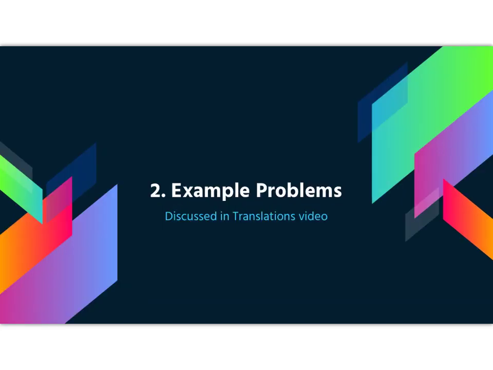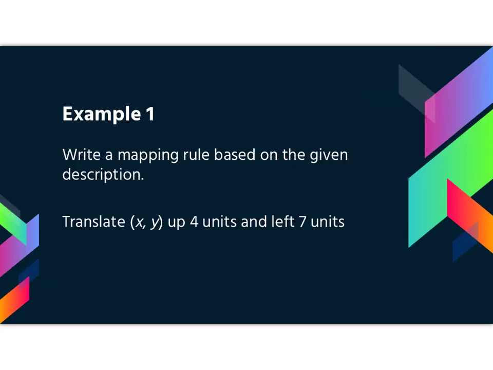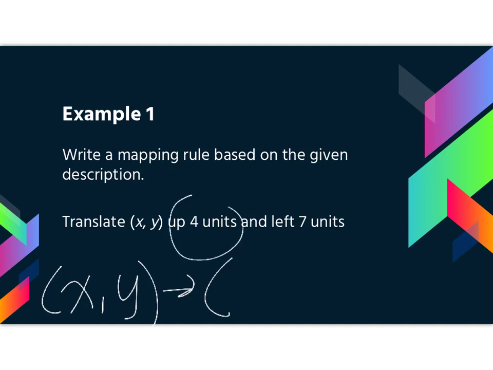Now we're going to do a few example problems. Write a mapping rule based on the given description. Translate (x, y) up 4 units and left 7 units. So we know if we're writing a mapping rule, we're going to start with (x, y) goes to. And so now we just have to see if anything is done to the x-coordinate and if anything is done to the y-coordinate. So if we're moving up 4 units, that is going up, and if we're going up, that is dealing with y values.